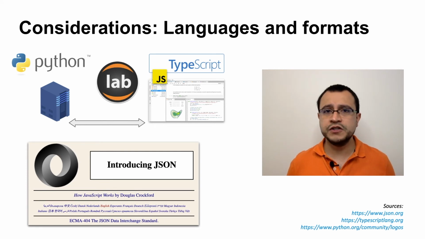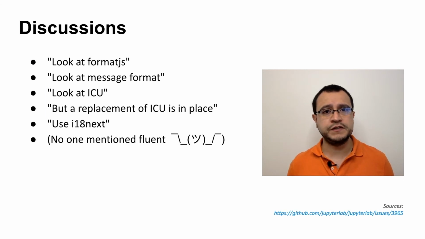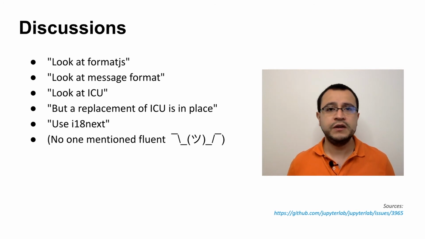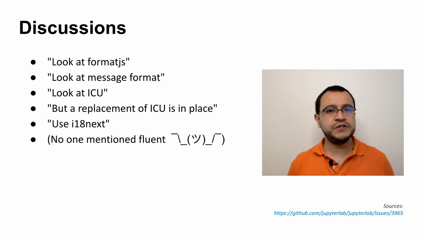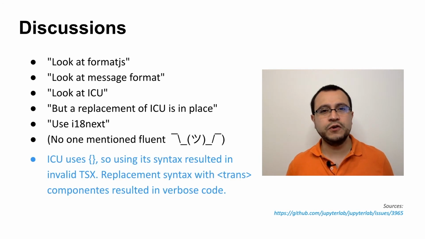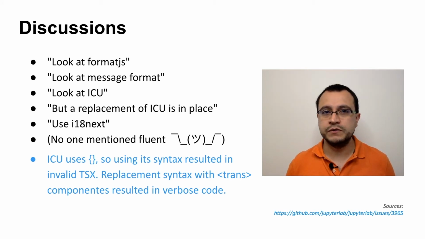There were some discussions on different things available, some that suggested taking care of some frameworks or modules using another one. Use ICU, but it's actually changing the format, so maybe we should wait. Fluent was not really mentioned, which doesn't mean it's not a valid choice. But something I wanted to highlight from ICU is that the use of curly braces resulted in some invalid TSX for some cases, and the alternative turned out to be very verbose.